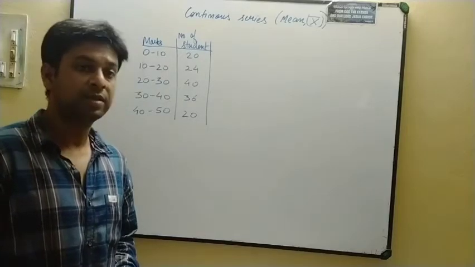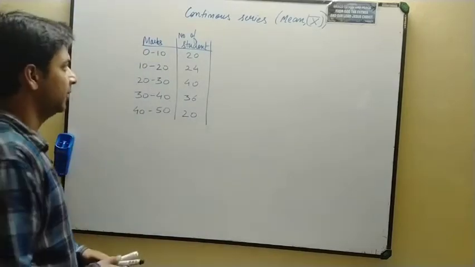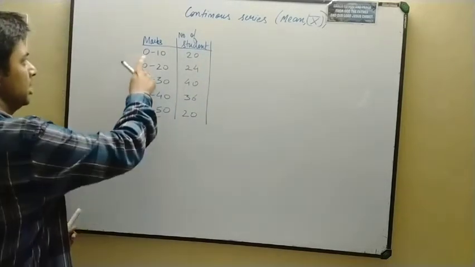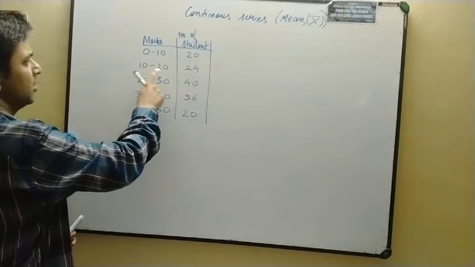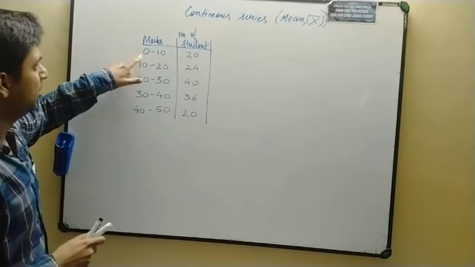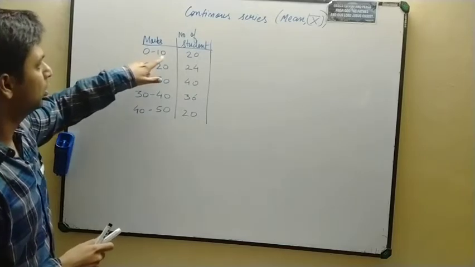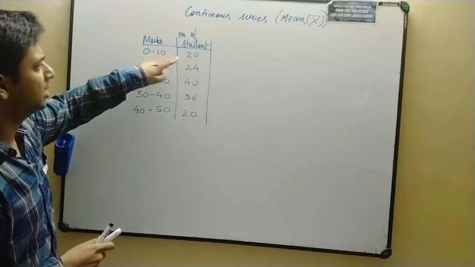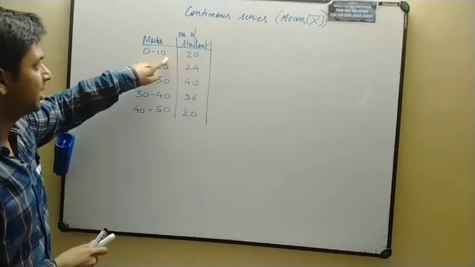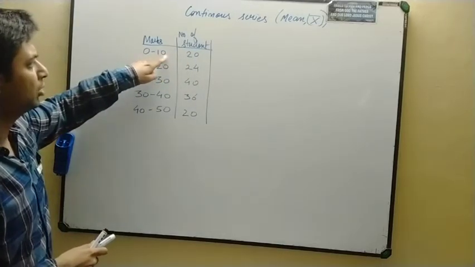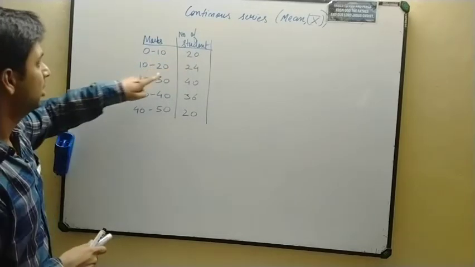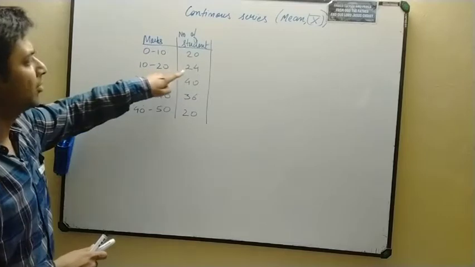So, what is continuous series? Let us first understand the meaning of continuous series. You can see these numbers are in ranges. What is given here? Marks. Here, the number of students who scored marks between 0 and 10 is given in the form of a count, or number of observations. Between 0 to 10 marks, there were 20 students. Those who scored 10 to 20, there were 24 students.